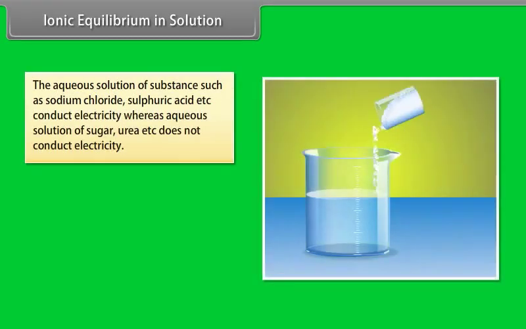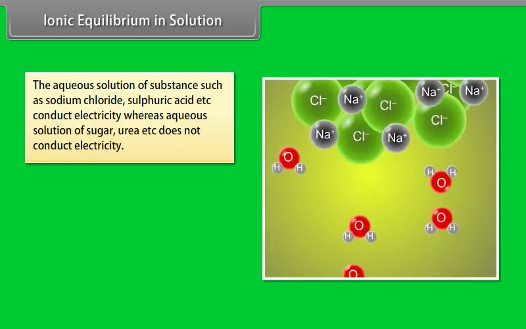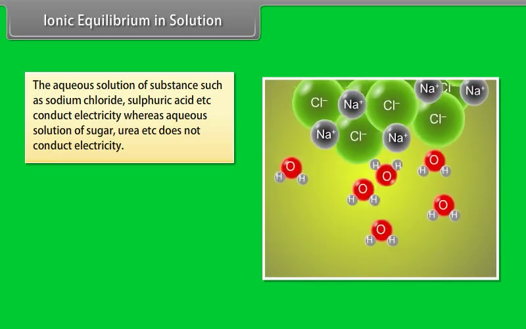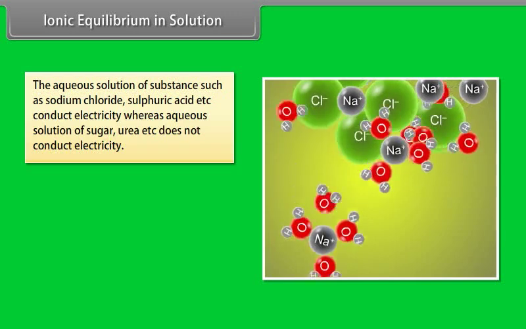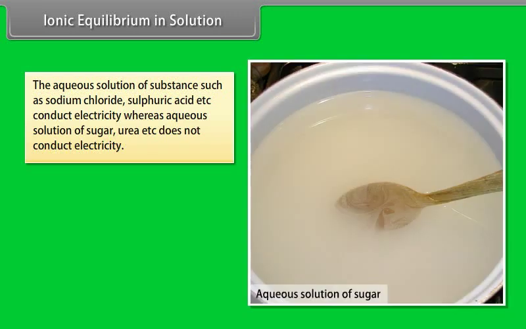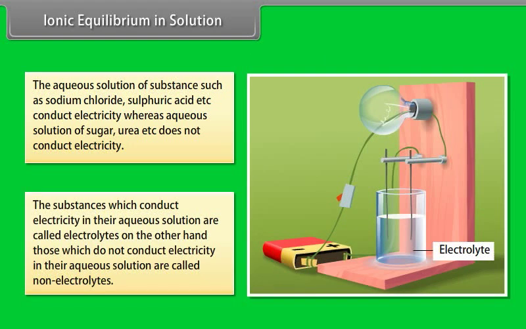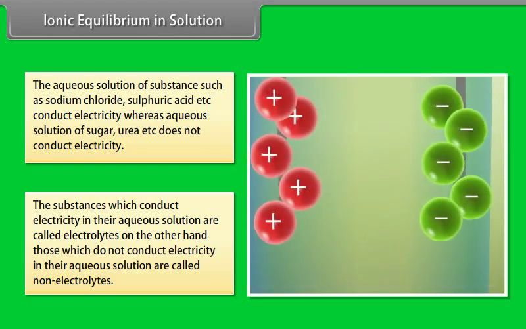Ionic equilibrium in solution. The aqueous solution of substance such as sodium chloride, sulfuric acid, etc. conduct electricity, whereas aqueous solution of sugar, urea, etc. does not conduct electricity. The substances which conduct electricity in their aqueous solution are called electrolytes. On the other hand, those which do not conduct electricity in their aqueous solution are called non-electrolytes.